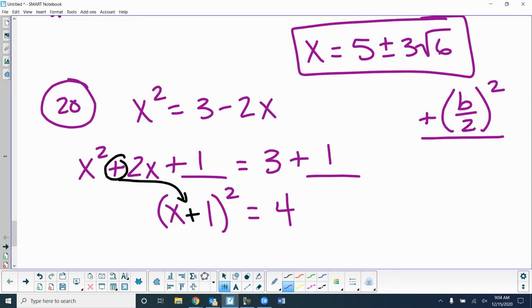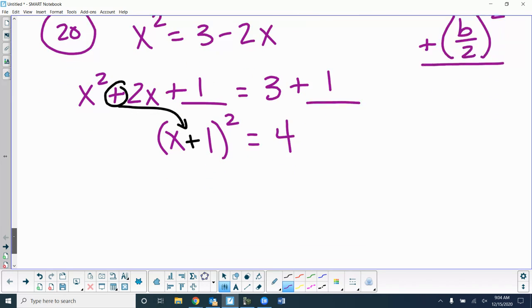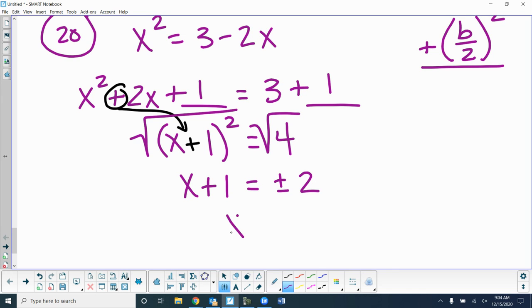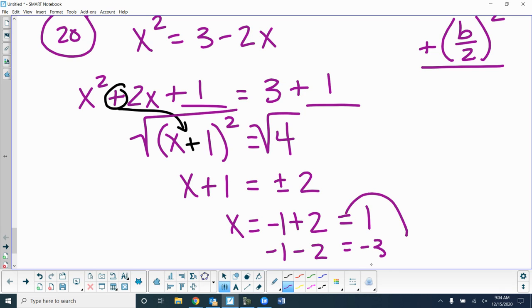3 plus 1 is 4. Now it's just like the last one we did. Square root both sides. So I get x plus 1. Square root of something squared is itself. Plus or minus 2. And then subtract the 1. There's 2 problems here: -1 plus 2 and -1 minus 2. -1 plus 2 is 1, and -1 minus 2 is -3.